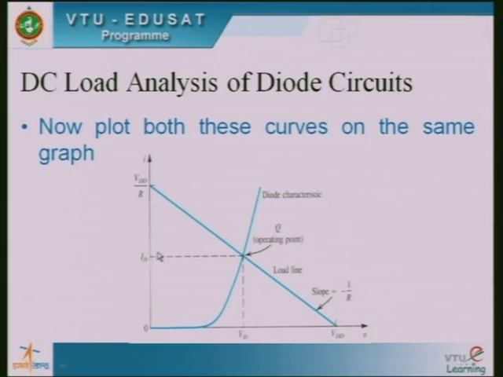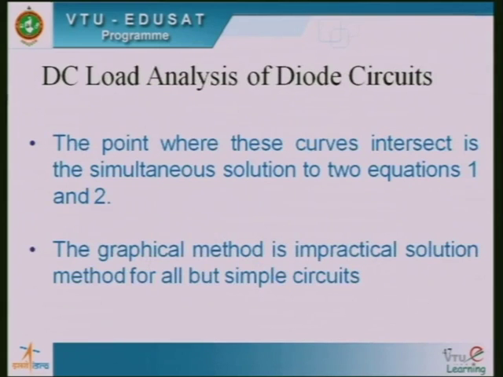VD and ID are the DC conditions that exist in the diode circuit corresponding to this operating point. So this is how graphically we can find the operating point, or operating conditions, of the diode circuit. The point where these curves intersect is a simultaneous solution to equations 1 and 2. The graphical method is an impractical solution method for all but simple circuits.